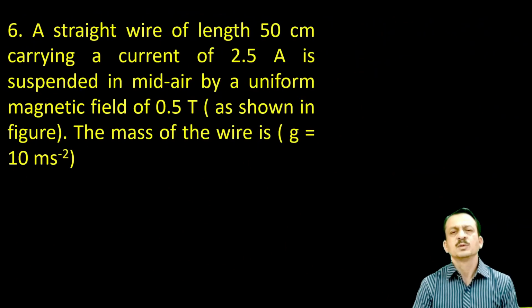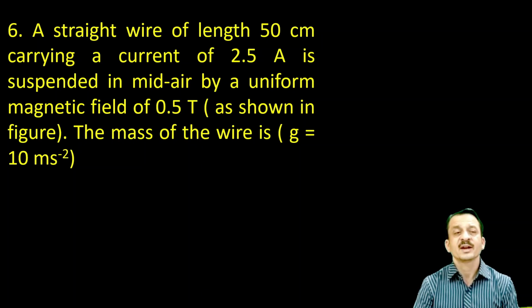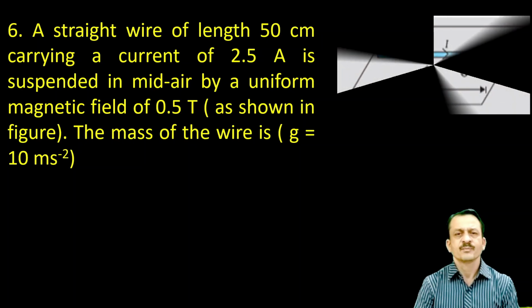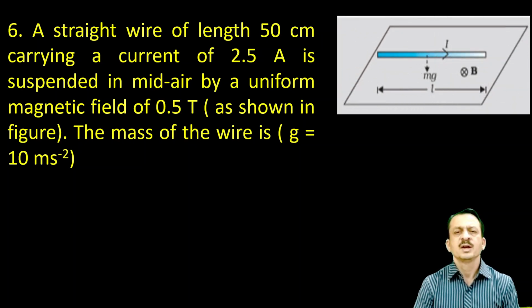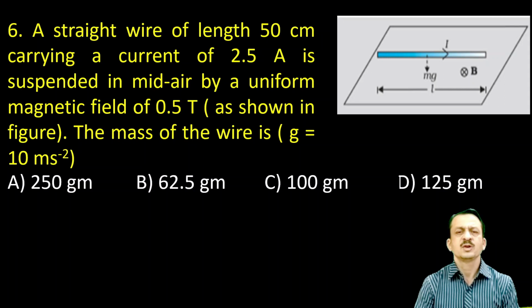Next problem. A straight wire of length 50 cm carries a current of 2.5 amps, is suspended mid-air by a uniform magnetic field of 0.5 Tesla. It is as shown in the figure. Now here we have to calculate what is the mass of the wire. Given acceleration due to gravity G is equal to 10 meter per second square. Now look at the diagram. Here we have a wire which is suspended mid-air. What are the options for the mass? A 250 gram, B 62.5 gram, C 100 gram, and D 125 grams.